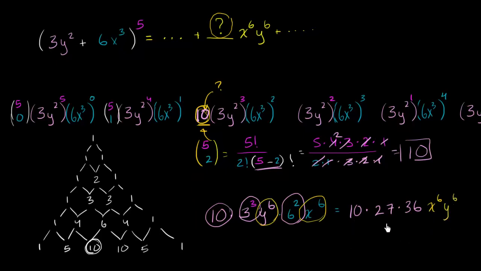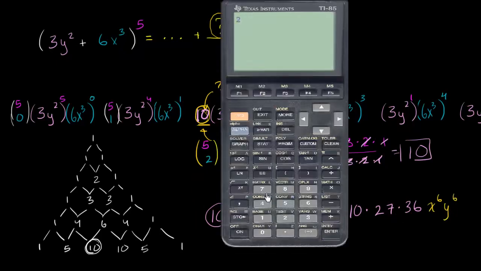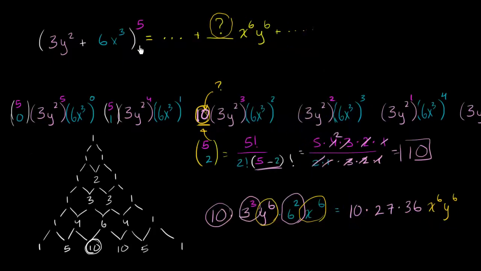So this is essentially 270 times 36. Let's get a calculator out. I could have done it by hand, but I'll just do this for the sake of time. 270 times 36 is 9,720. So that's the coefficient right over here. It's going to be 9,720 x to the sixth, y to the sixth. And we're done.